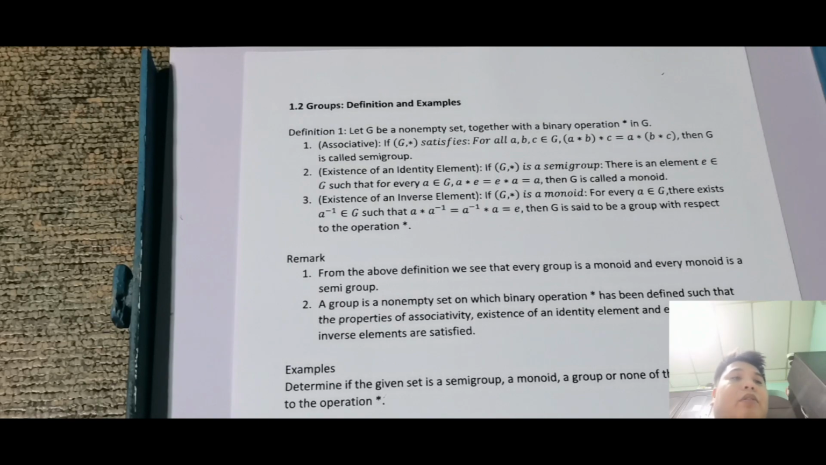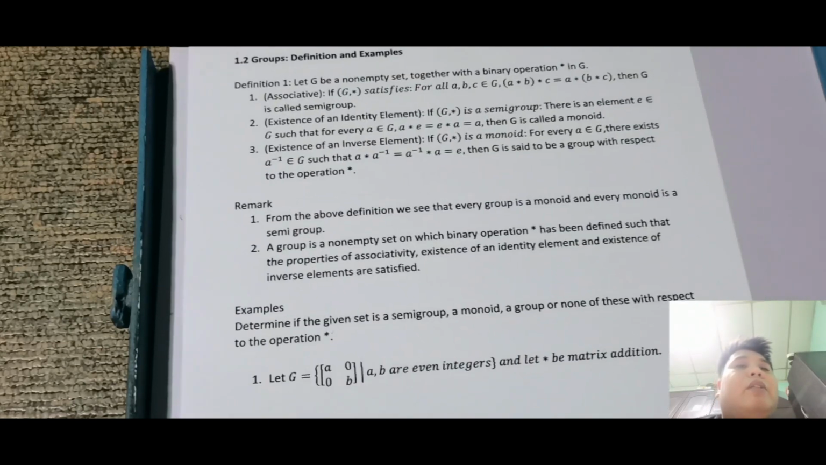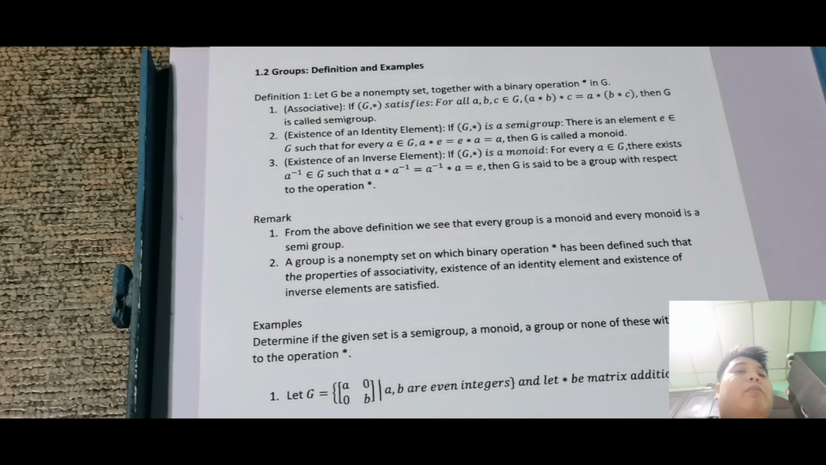So, we have remark dito. So, may mga remark tayo dito. Number 1. So, yun nga, nasabi ko na yata, no? From the above definition, we see that every group is a monoid. Every monoid is a semigroup. Okay, so, tama naman, no? Every group is a monoid. Bakit? Kung group ka, automatic may identity element ka. Automatic may semigroup ka or associative ka.